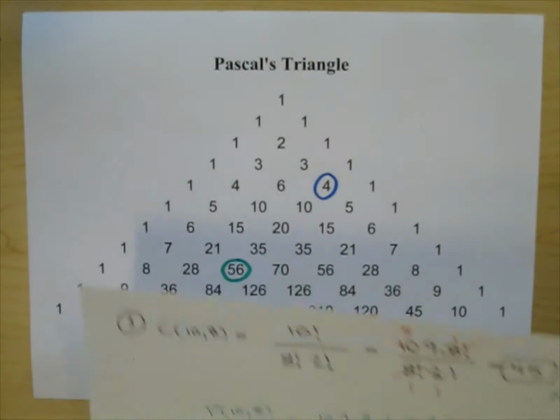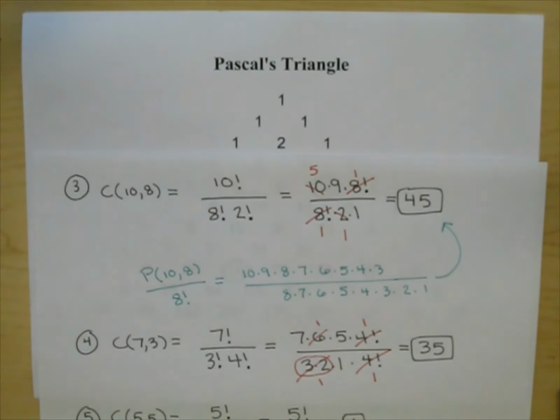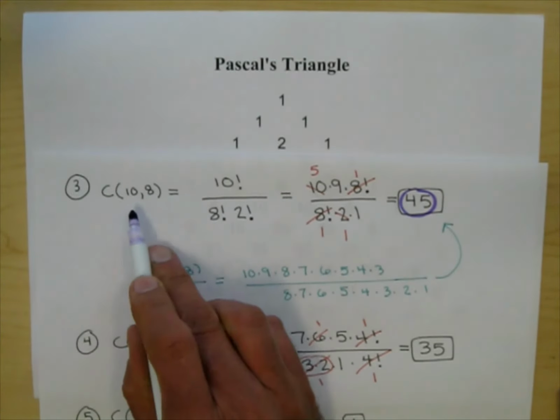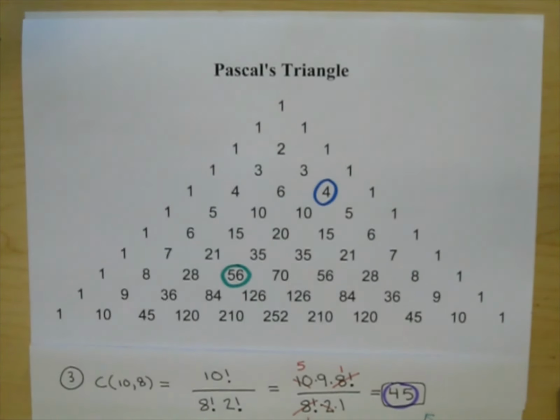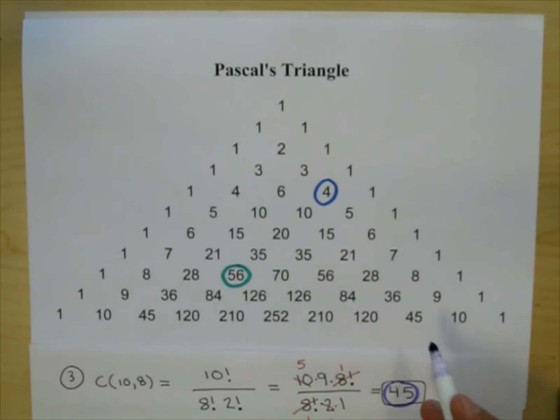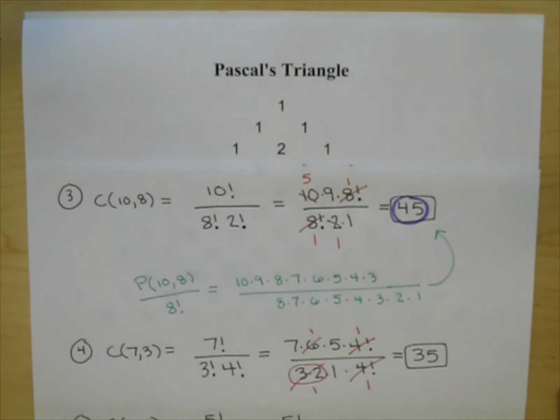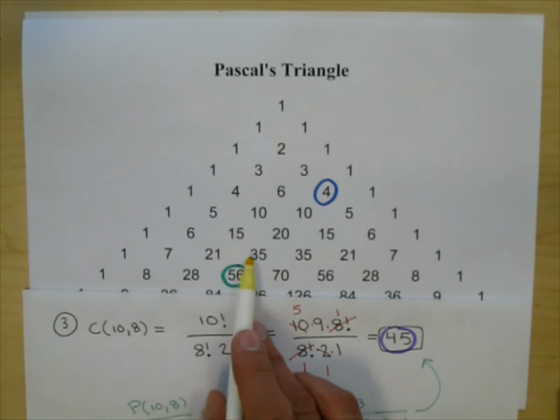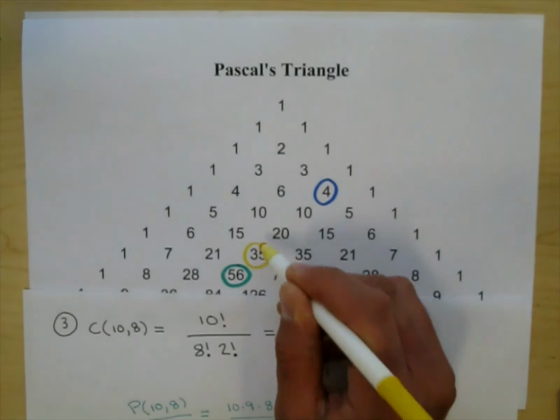10 choose 8. So I need another color. I'll use purple here. 45. Go to row 10 and move over 8. 1, 2, 3, 4, 5, 6, 7, 8. 45. The next example. 7 choose 3. It's 35. Go to row 7 and move over 3. 1, 2, 3. 35.